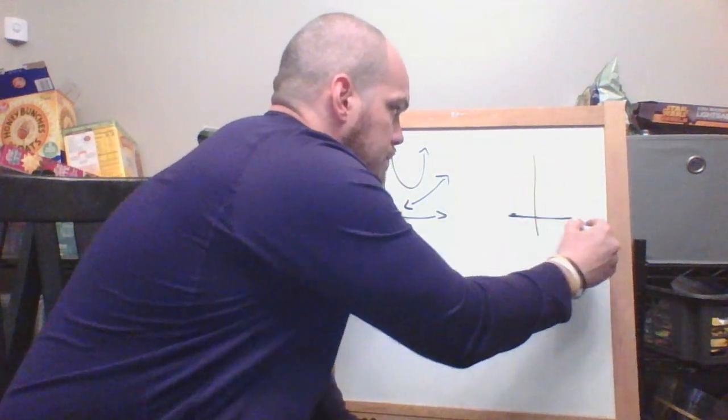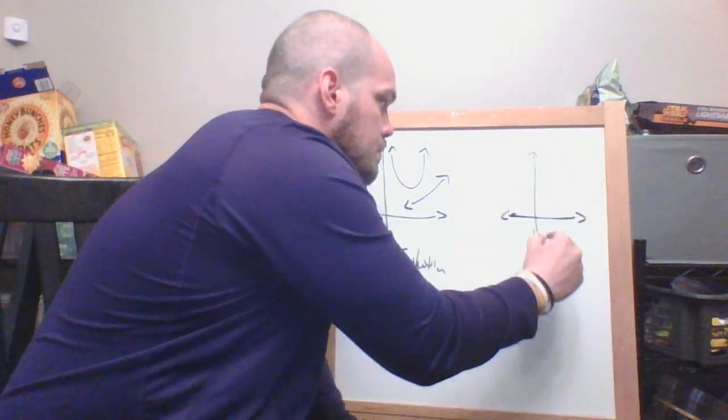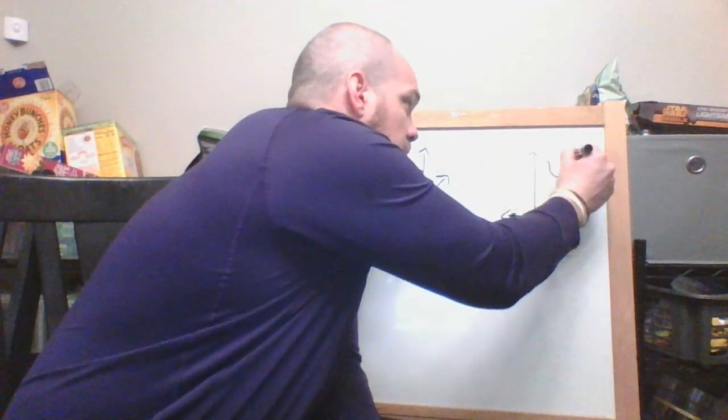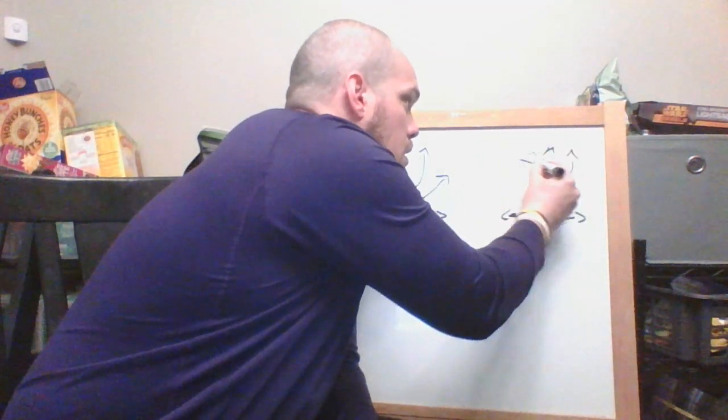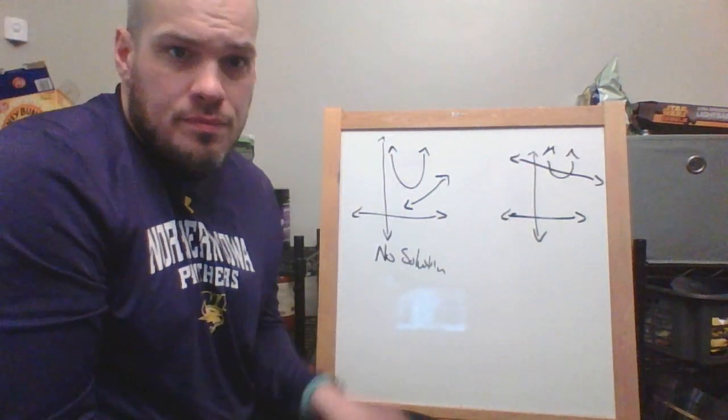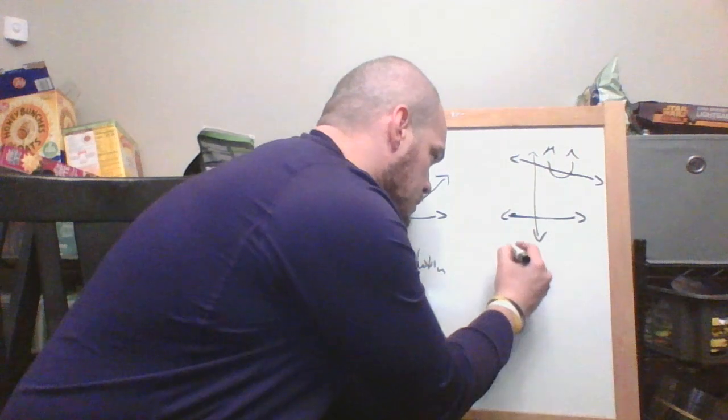Next on our coordinate plane, this is probably the second most obvious answer, is we can have our parabola and we can have our line. To me, that looks like two solutions.